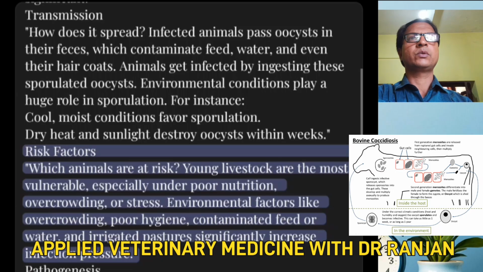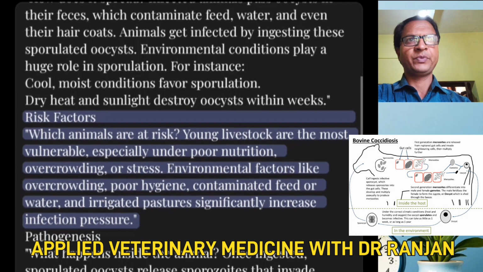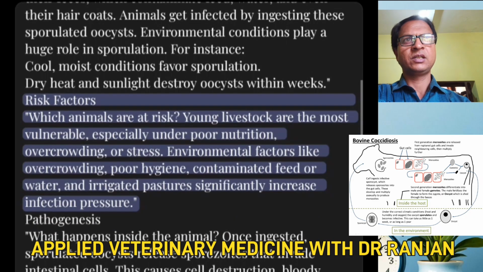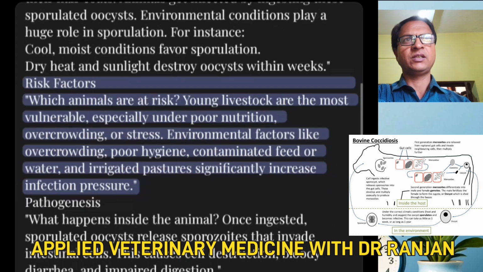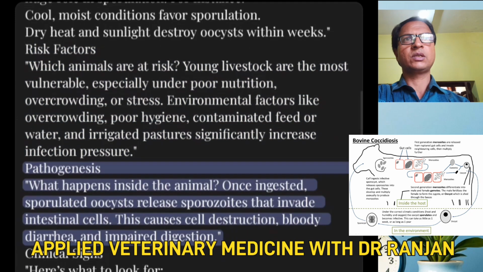Risk factors. Which animals are at risk? Young livestock are the most vulnerable, especially under poor nutrition, overcrowding, or stress. Environmental factors like overcrowding, poor hygiene, contaminated feed or water, and irrigated pastures significantly increase infection pressure.